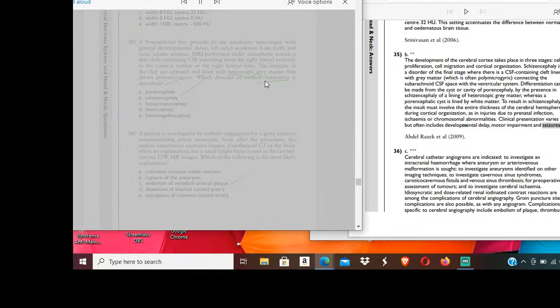C. Width 8 Hu, center 32 Hu. D. Width 0 Hu, center 0 Hu. E. Width 1500, center 500 Hu.